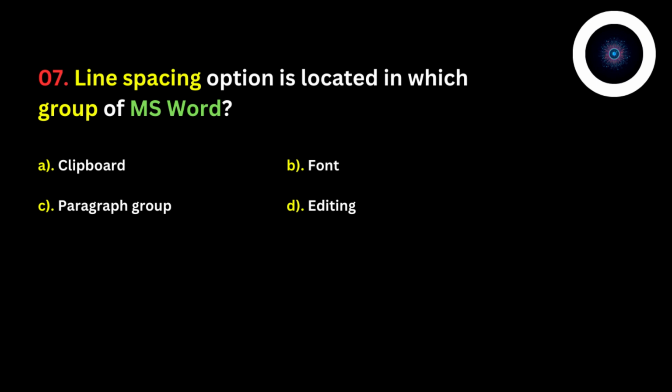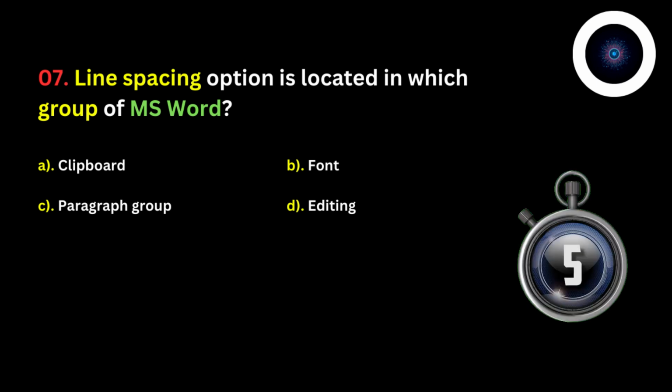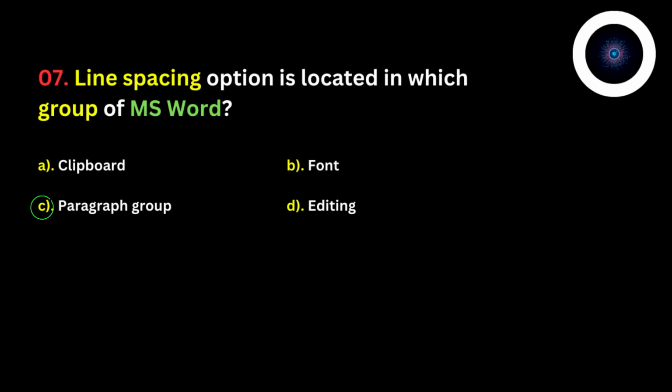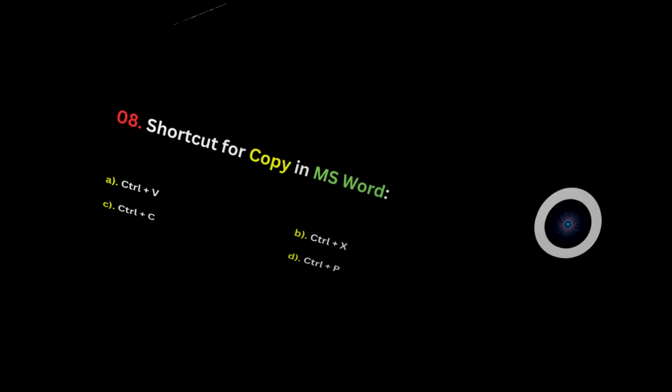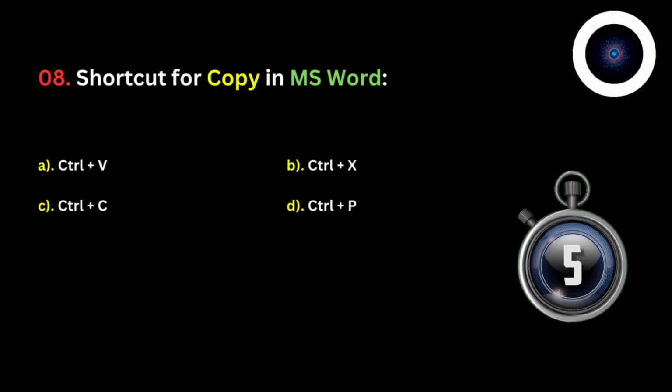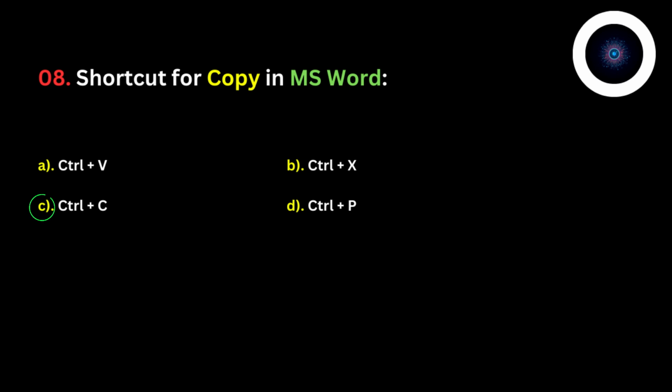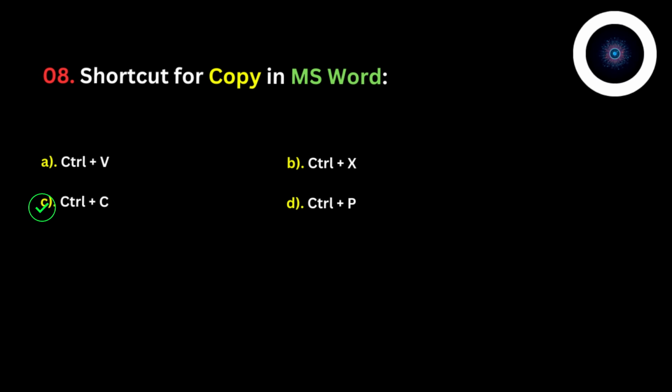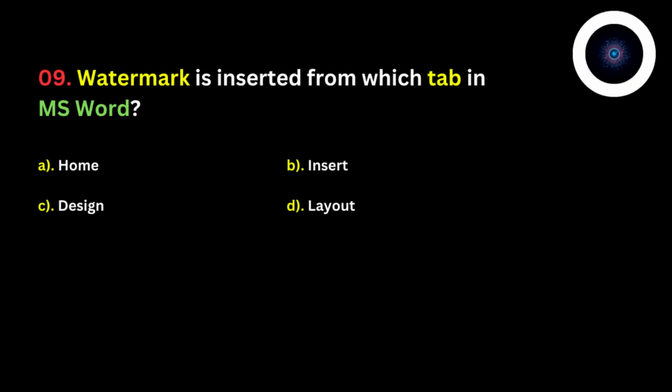Question number 7. Line spacing option is located in which group of MS Word? Correct answer is Paragraph group. Question number 8. Shortcut for copy in MS Word. Correct answer is Ctrl+C.